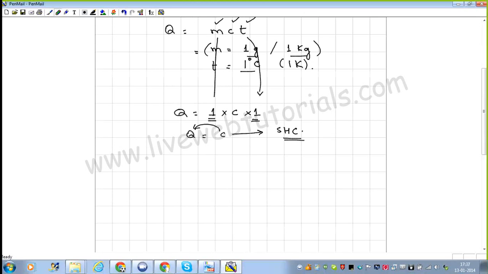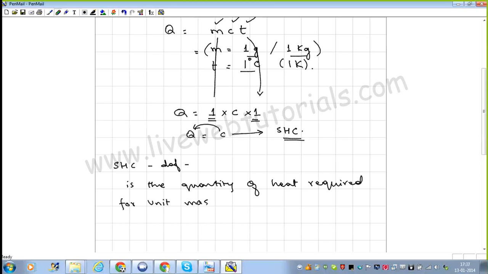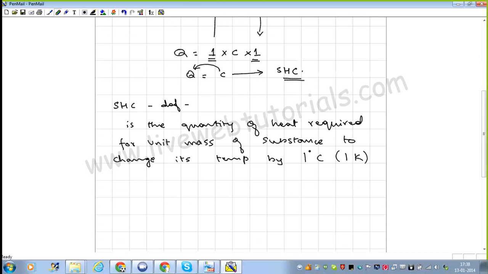So I'm just going to write down the definition of specific heat capacity. It is the quantity of heat required for unit mass of substance to change its temperature by 1 degree Celsius or by 1 Kelvin. So this is the definition of specific heat capacity.